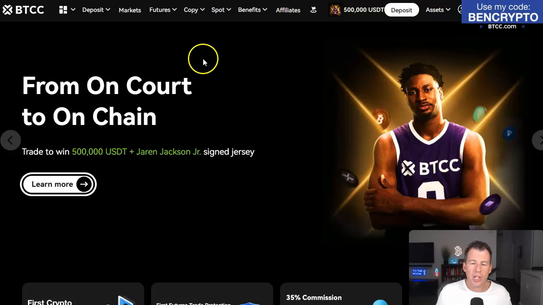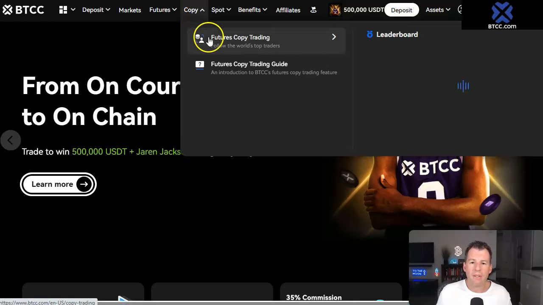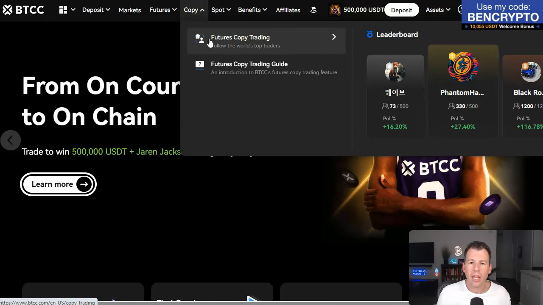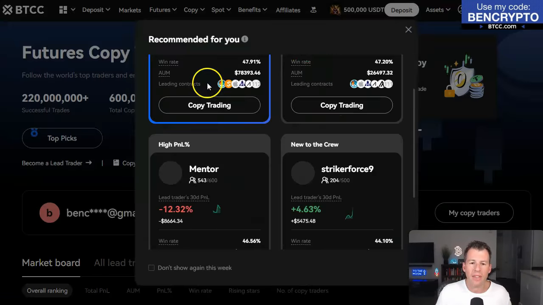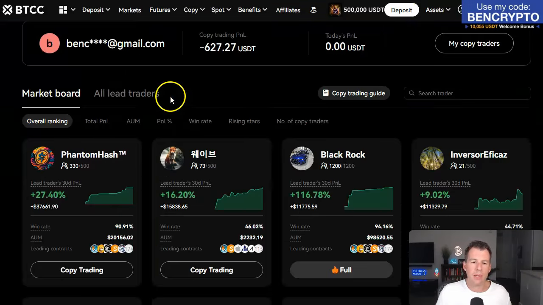So to start copy trading, you're going to go top center copy and then futures copy trading. So in case I didn't mention it, copy trading is just for futures trades. It's not spot. It's just futures. So I'm going to click on that. Then I'm going to close out of this. So I'm going to scroll down.